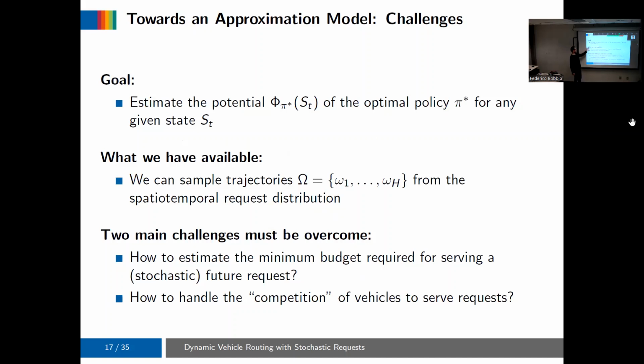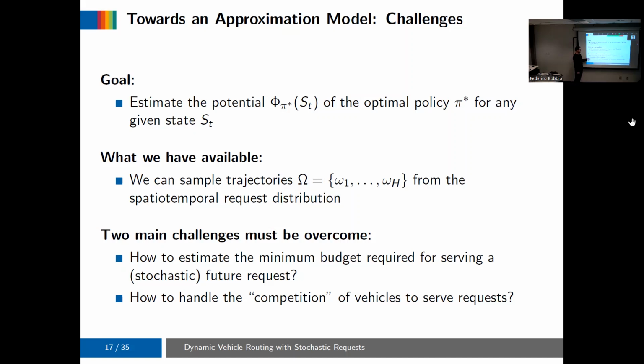And again, the only thing that we have available is that we can sample trajectories from the true spatial temporal request distribution. In this particular problem, when you start trying to learn the problem, there are two challenges that you have to overcome. The first one is, if you have a given state in the system, how are you going to estimate the budget or the amount of time that is going to be required to serve a request in the future? Because in the future, your state is going to be completely different. Your vehicles are going to move, new requests are going to be accepted, the routes are going to change. So how are you going to estimate the budget required for serving a future request?